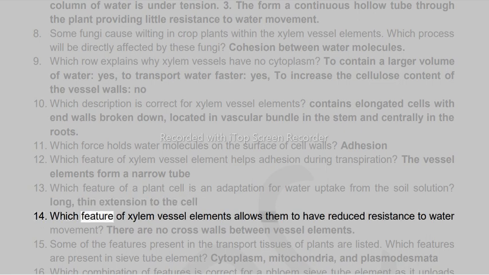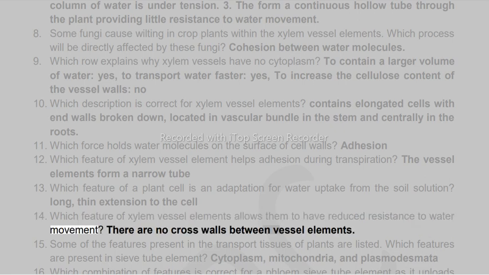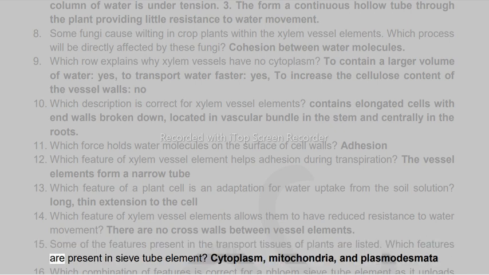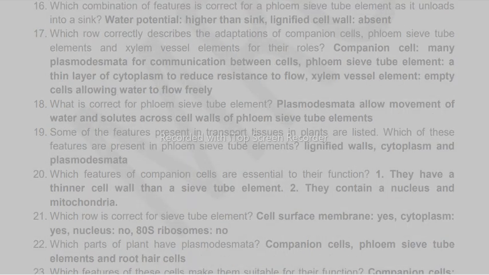14. Which feature of xylem vessel elements allows them to have reduced resistance to water movement? There are no cross walls between vessel elements. 15. Some of the features present in the transport tissues of plants are listed. Which features are present in sieve tube element? Cytoplasm, mitochondria, and plasmodesmata.